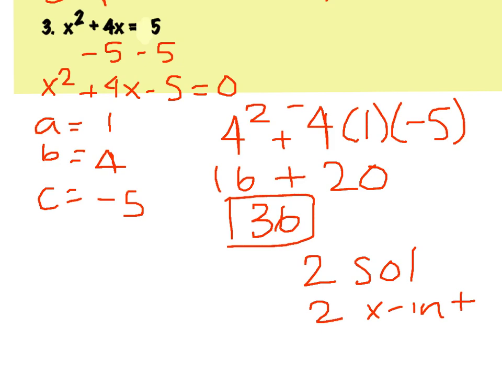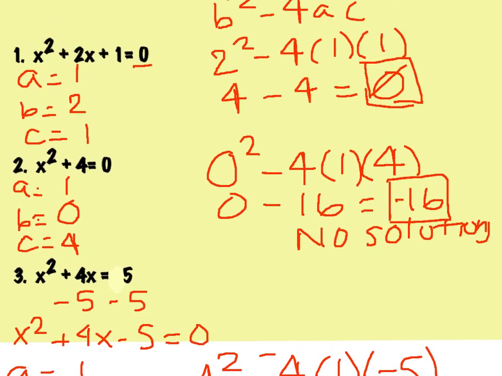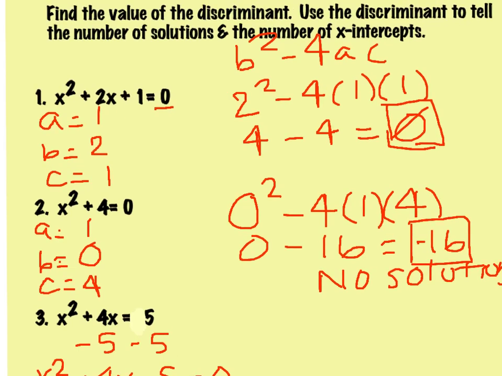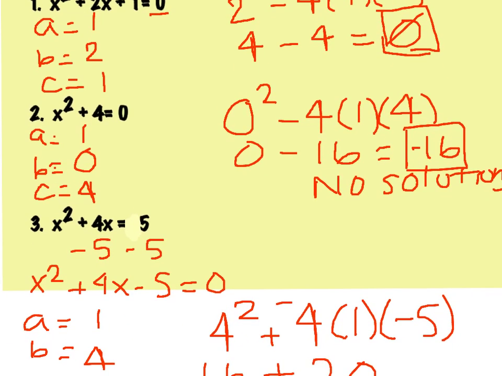Now, if I were to plug any of these equations into the quadratic formula, I know my first equation is not going to generate 2 solutions. It is going to generate only 1 solution because my discriminant is 0. In my second equation, the discriminant is negative, so that tells me I'm not going to get any solutions when I plug this equation into the quadratic formula. I'm also not going to have any x-intercepts.